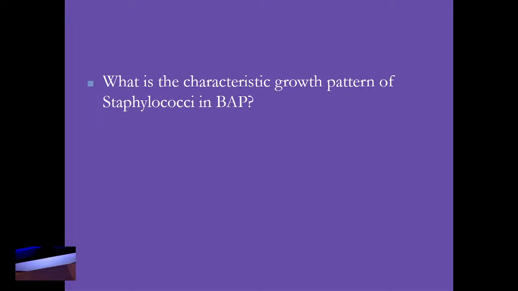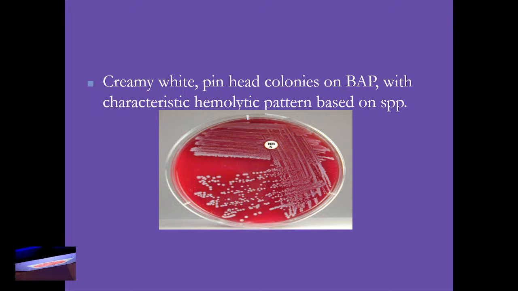They usually appear as creamy white pinhead colonies on blood agar plates with a characteristic hemolytic pattern based on species. Okay? So, they have a characteristic pattern. What does NB stand for? That is novobiocin. Mamaya natin pag-usapan yan. Okay? General characteristics pa lang tayo, class. Okay? So, pinhead. Iba yung pinpoint pala, guys. Pinhead colonies, creamy white, with a characteristic hemolytic pattern based on species.